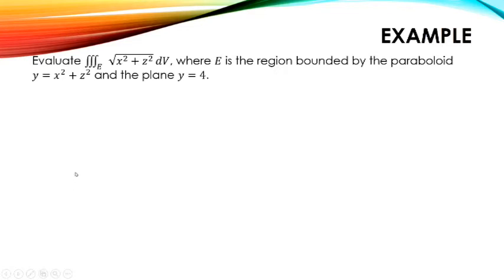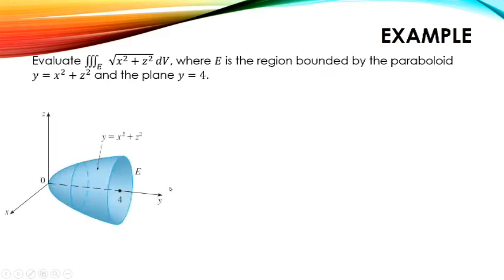Example. So let's evaluate the triple integral of the square root of x squared plus z squared dV, where E is the region bounded by the paraboloid y is equal to x squared plus z squared, and the plane y is equal to 4. So ito siya. So yung paraboloid ay ito, yung pinaka-shell. And yung plane y is equal to 4 is itong circle na to.